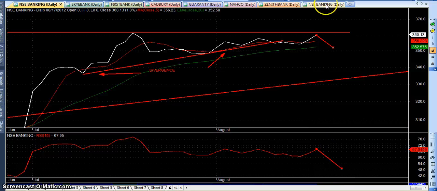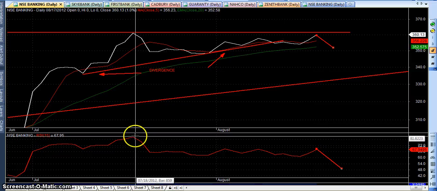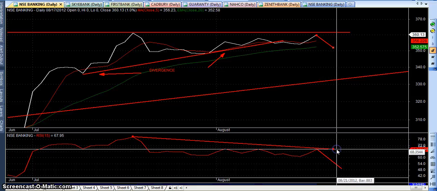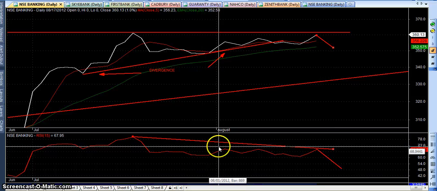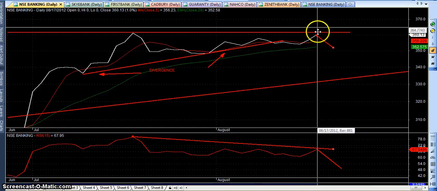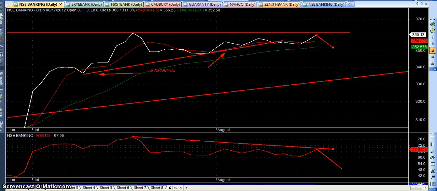So this one at the end of the day, what they call is going to be a bearish divergence, which will not be too good for the sector. So we need to see how these areas play during the week.